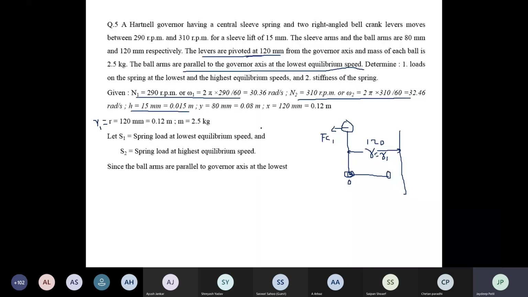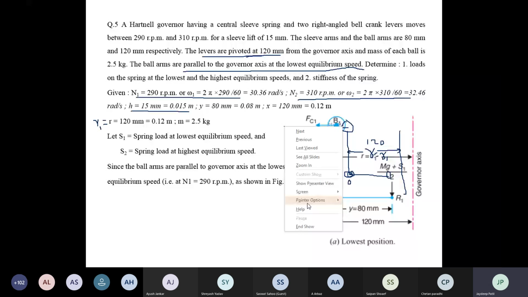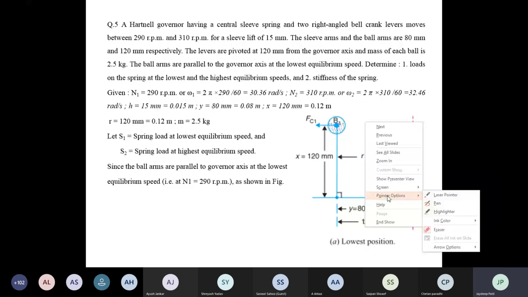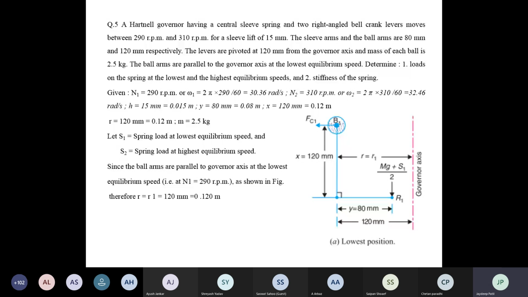Okay, and you have to find out here S1 and S2. Tell me how to find out FC2. Or first of all, you have to find out FC1. FC1 is equal to M R1 omega 1 square. Tell me the answer. Then you have to find out for maximum.